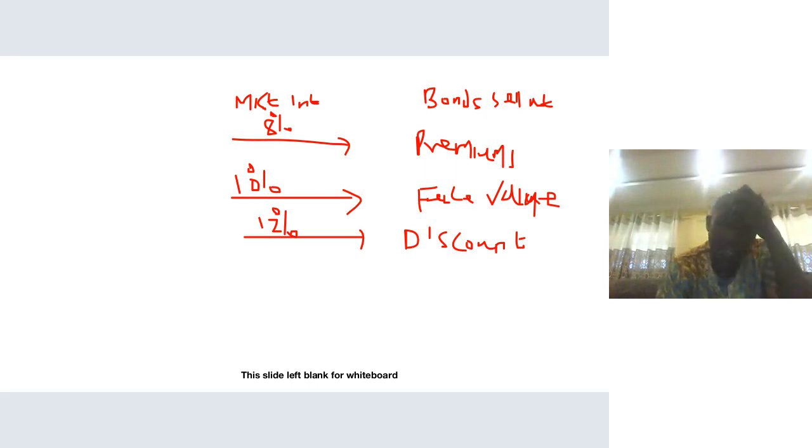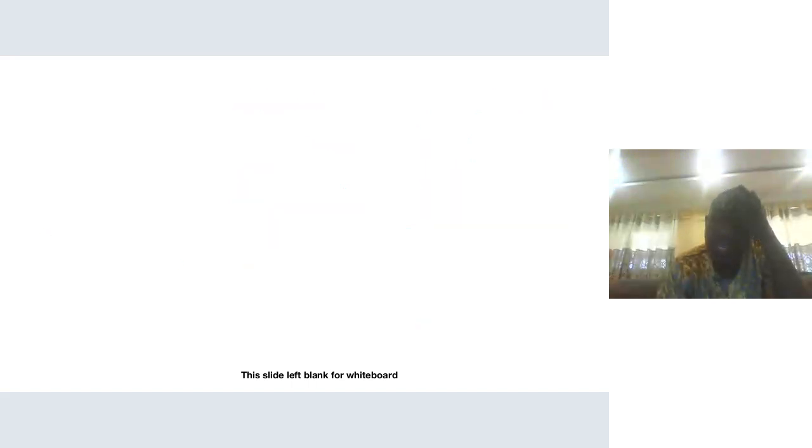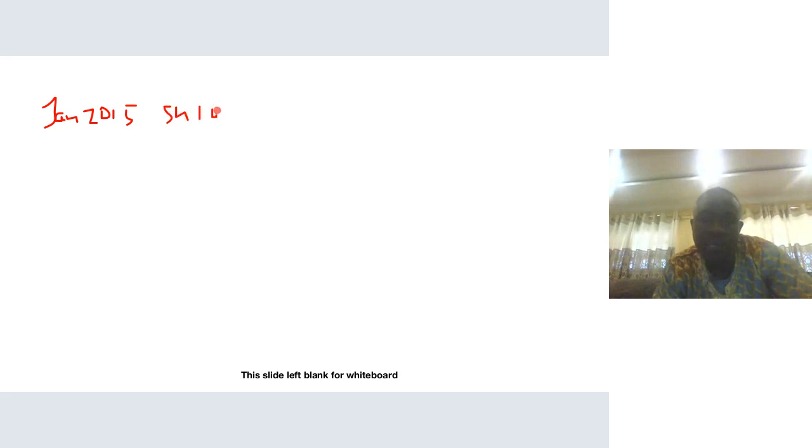Now, assuming that on January 2015, we have ABC Limited issued 100,000 par value, 5-year life, 8% term bonds.